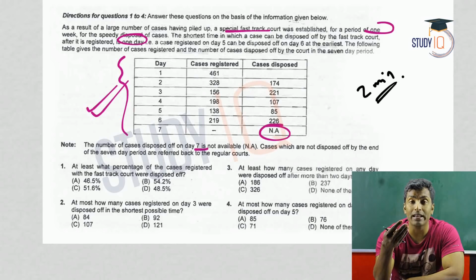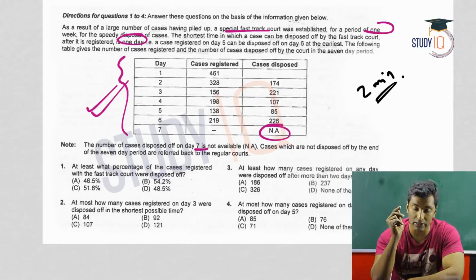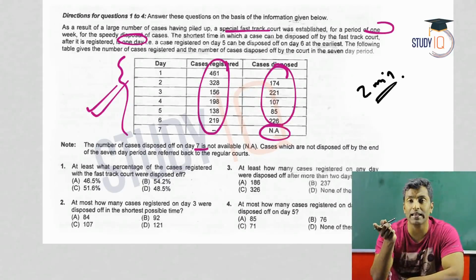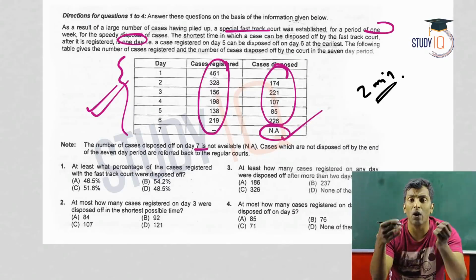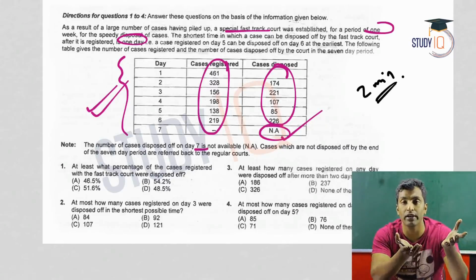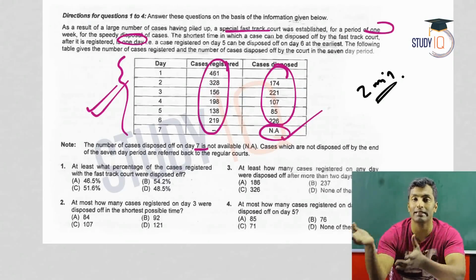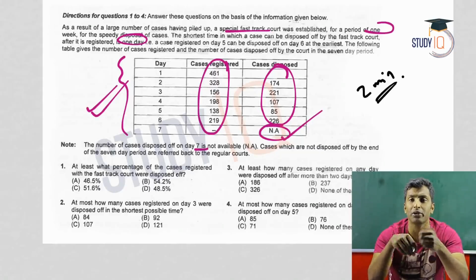And similarly, if the cases are not resolved in this speedy trial court, they are referred to the normal court, okay? So if you add these up, you can say this many cases are pending, out of which some might have been resolved on day 7. If day 7 were given, we could clearly say how many cases will be referred back to the normal courts. Here, day 7 is not given, so that will be slightly difficult for you. In fact, you cannot determine how many cases were referred back to the normal courts.